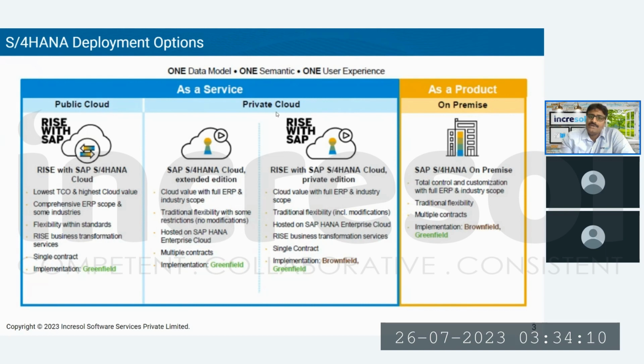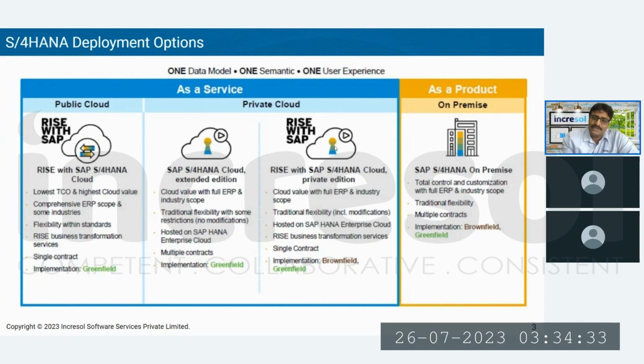Whereas the second option is the private cloud. Private cloud is like a single tenant. In the private cloud there was also the extended edition, but it's again discontinued in recent times. Extended edition is no more there. It's a single tenant of public cloud only. So the most used edition is the private edition, that is S4HANA Cloud Private Edition. We call it the PCE edition.